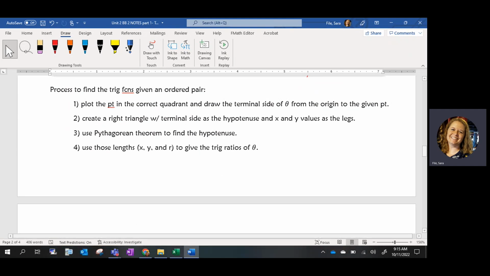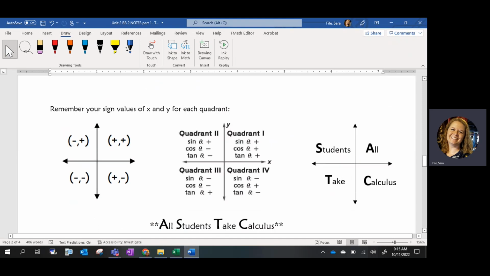So you're going to plot your point in the correct quadrant and draw a terminal side from the origin to that point so that we can see where our angle theta is, and then we'll set up a triangle. We'll use Pythagorean theorem to find the length from the origin to the point, which is our R, and we'll label and use trig ratios.